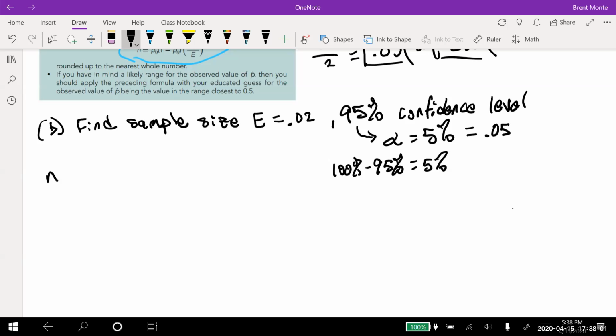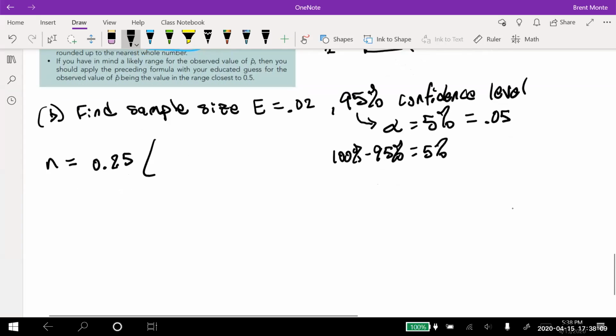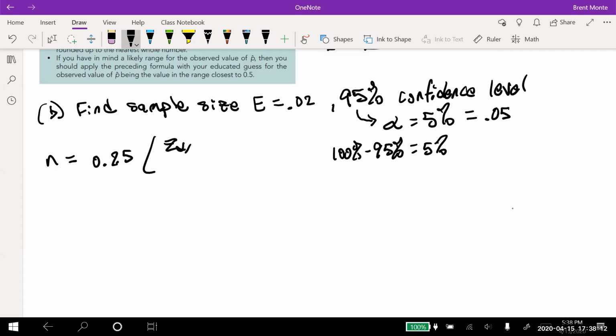So here's our formula. N is equal to 0.25 times, and what do we have? Z of alpha over 2 divided by E, quantity squared, and then round up. All right, let's see what we can do. So we have alpha already, it's the 0.05. So when I go through and I do this, remember to find Z of alpha over 2. That's in this case going to be Z of 0.05 over 2. That's my alpha divided by 2.